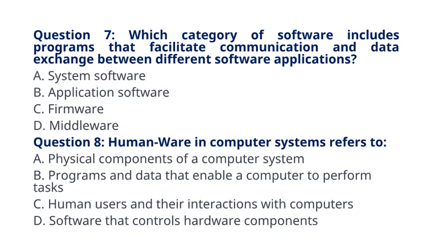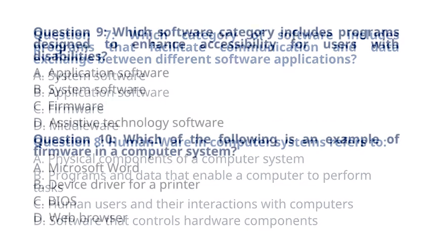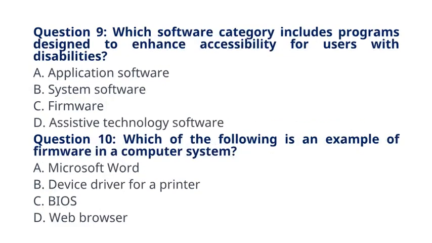Human users and their interactions with computers. Explanation: Humanware refers to human users and their interactions with computers, including user interfaces, accessibility features, and ergonomic design considerations. Question 9. Which software category includes programs designed to enhance accessibility for users with disabilities? A. Application software. B. System software. C. Firmware. D. Assistive technology software. The correct answer to question 9 is option D.